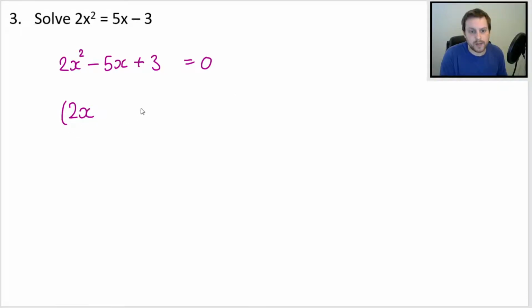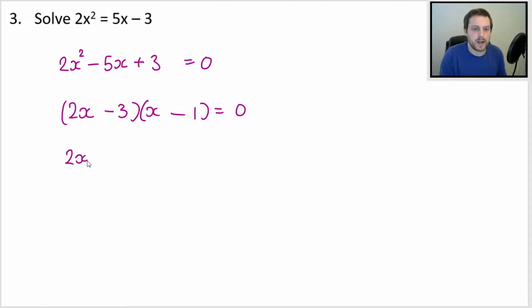Okay, we're going to try to factorize it. So 2x, x, and then equals 0. And to make minus 5, minus 1 and minus 3. So minus 3 times minus 1 is plus 3. Minus 3x, take away 2x is minus 5x.